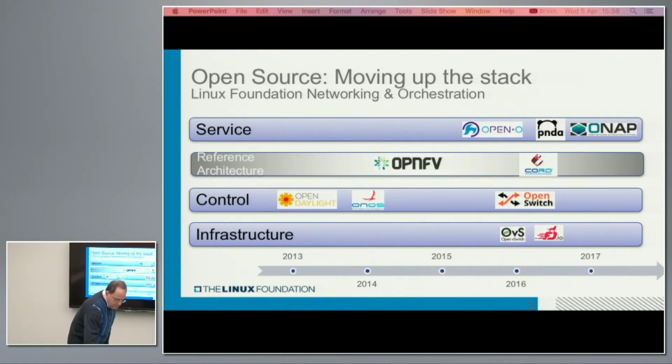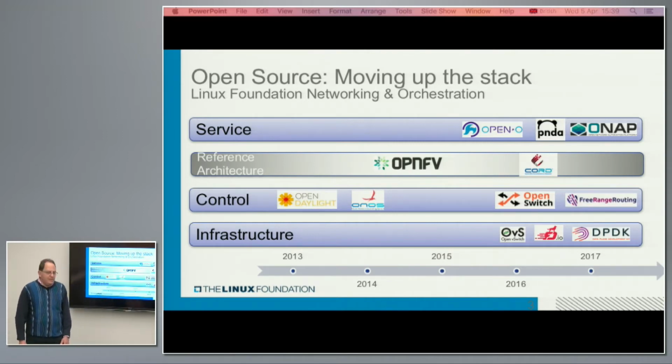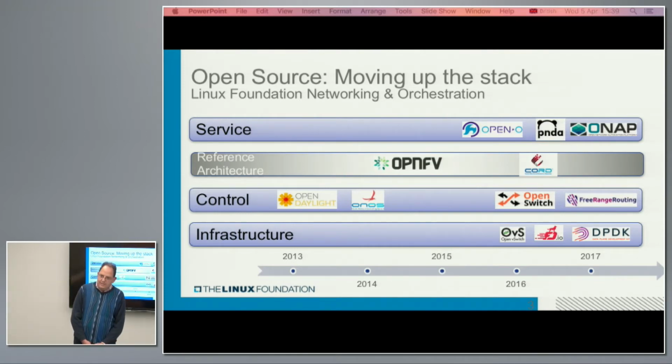Now, our portfolio really spans quite a bit, and you can see that it's been accelerating over the years. We started out with one project, now we have about 10. As a matter of fact, at the Open Networking Summit event, we announced that DPDK is now a Linux Foundation collaborative project, not to mention FRRouting, free-range routing, again.